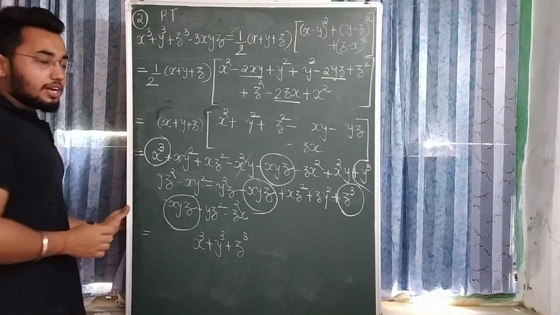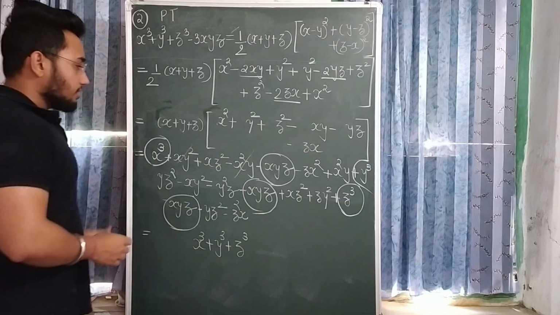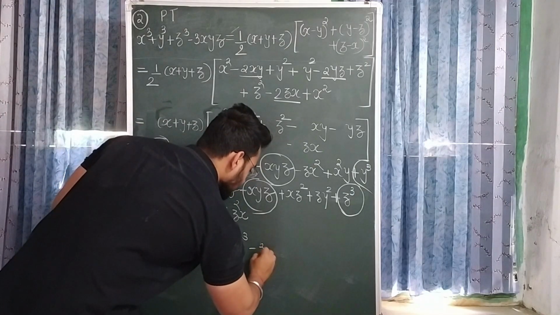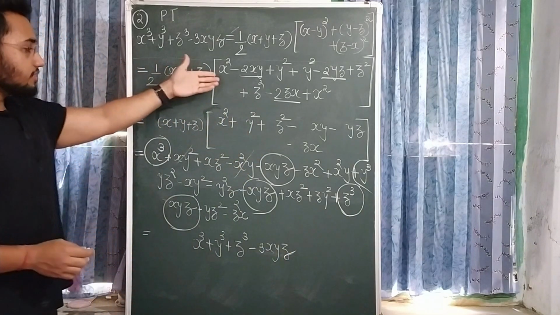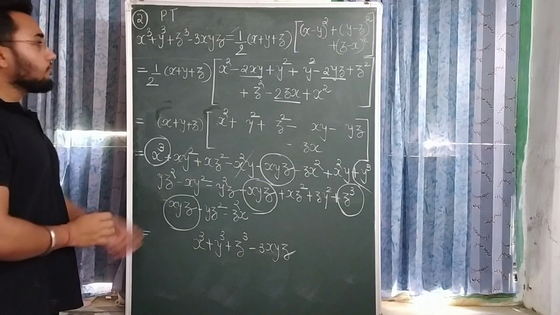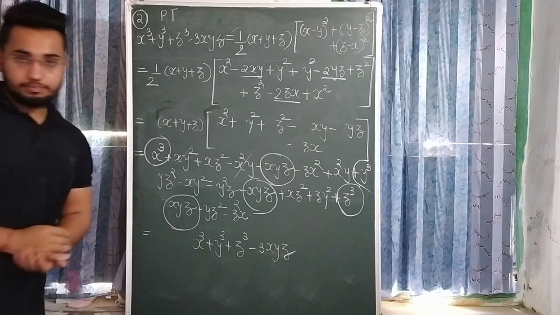Here you see 3 times minus xyz is there. 3 times minus xyz means 3xyz is your answer. You see, this is your RHS and this is your left hand side LHS, hence proved.